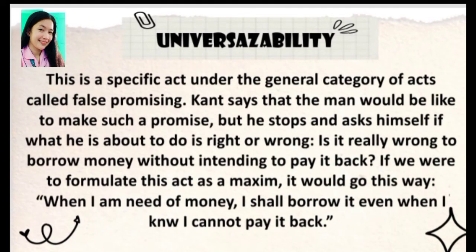This is a specific act under the general category of acts called false promising. Kant says that the man would like to make such a promise, but he stops and asks himself if what he is about to do is right or wrong. Is it really wrong to borrow money without intending to pay it back? If we were to formulate this act as a maxim, it would go this way: when I am in need of money, I shall borrow it, even when I know I cannot pay it back.